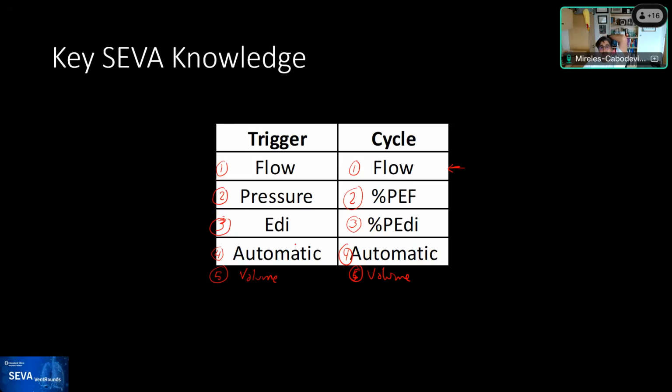Oh, well, that's a great point. Yeah, so you can also cycle by time, right? And trigger by time. Thank you. Great point, Karsten. And when time is the variable, then it becomes a mandatory breath, right? Right. Excellent point. Rob, any comments?